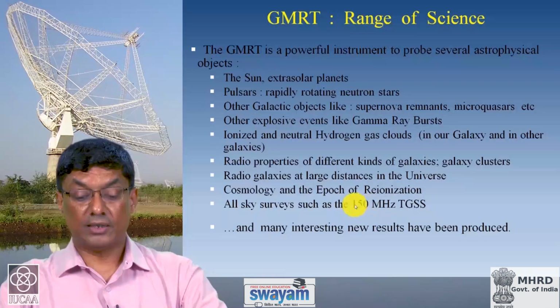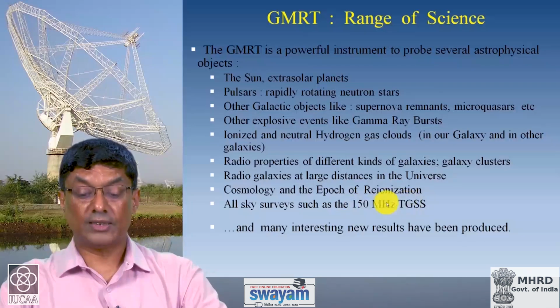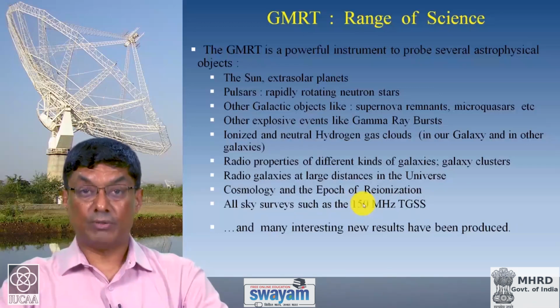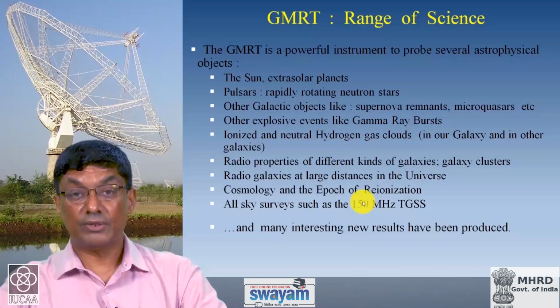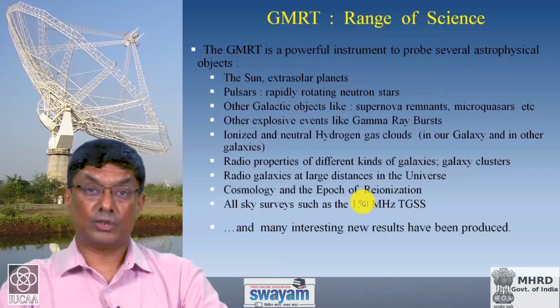In this case, the GMRT has been used to make a very sensitive all sky survey called the TGSS at 150 megahertz, which was not available for astronomers before at that frequency with that kind of resolution and sensitivity, and that gives you a very complementary view compared to a similar atlas made at a higher frequency, and you can then look for sources which are common, which are not common.